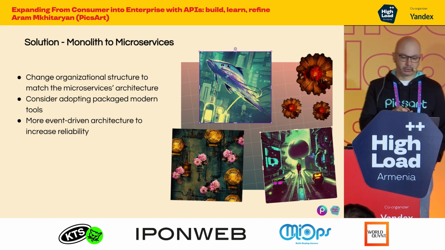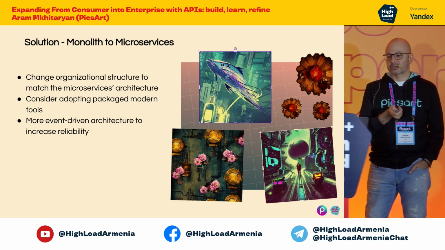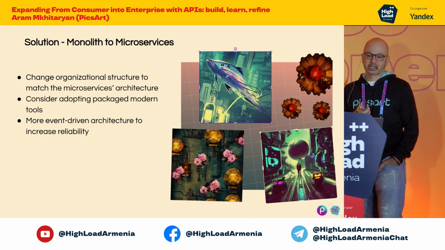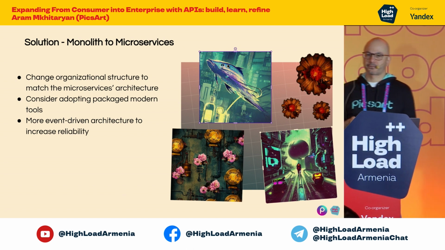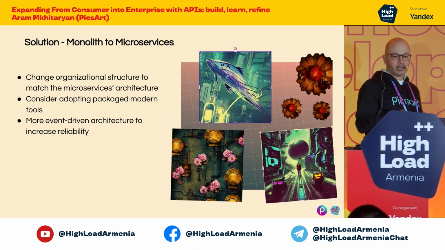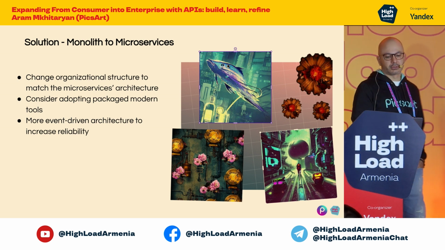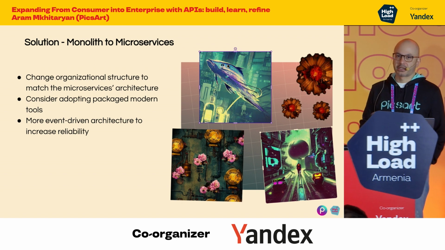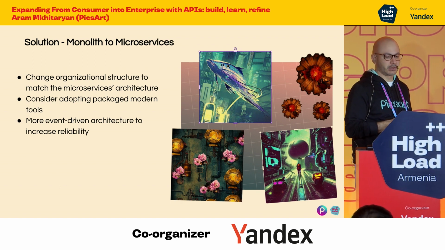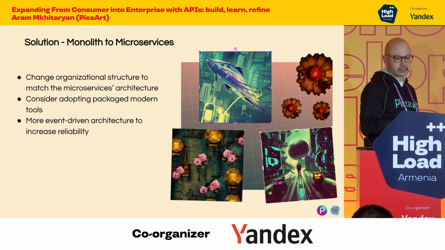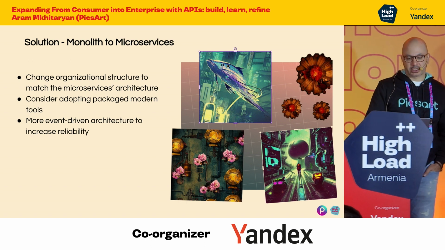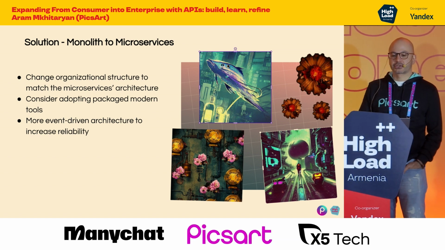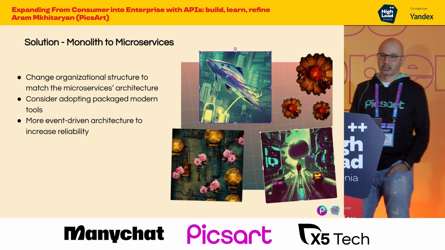One other point to take into account is that previously we would rely on tools like Grafana, Prometheus, and other free software. Now we are transitioning more to packaged modern tools, alternatives that are available on cloud and available as a SaaS, for instance. As well as we are considering event-driven architecture to increase the reliability of the system.